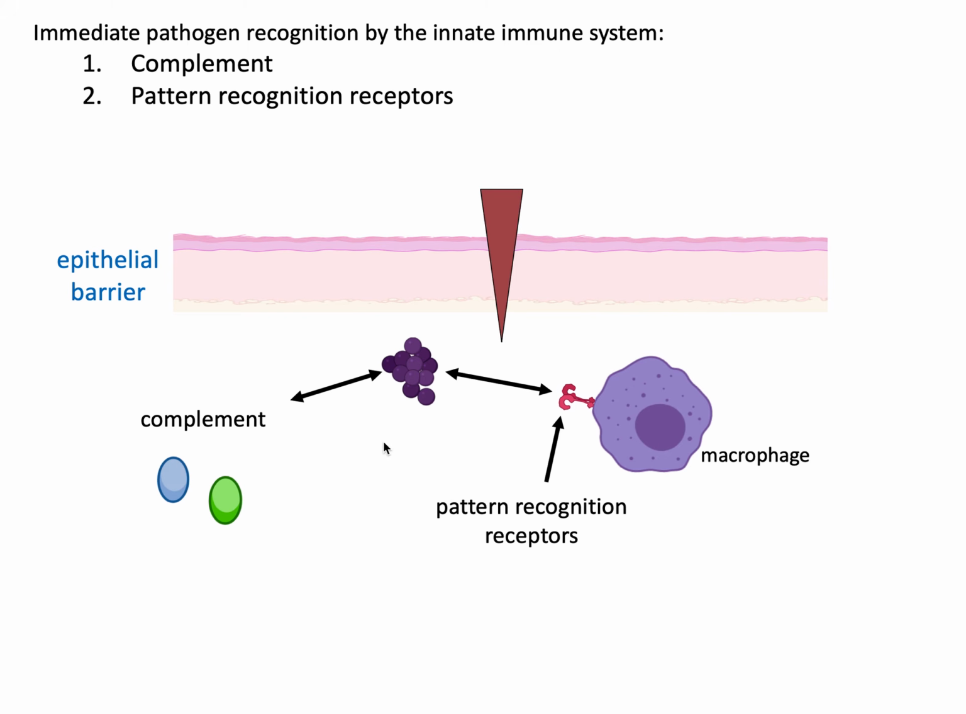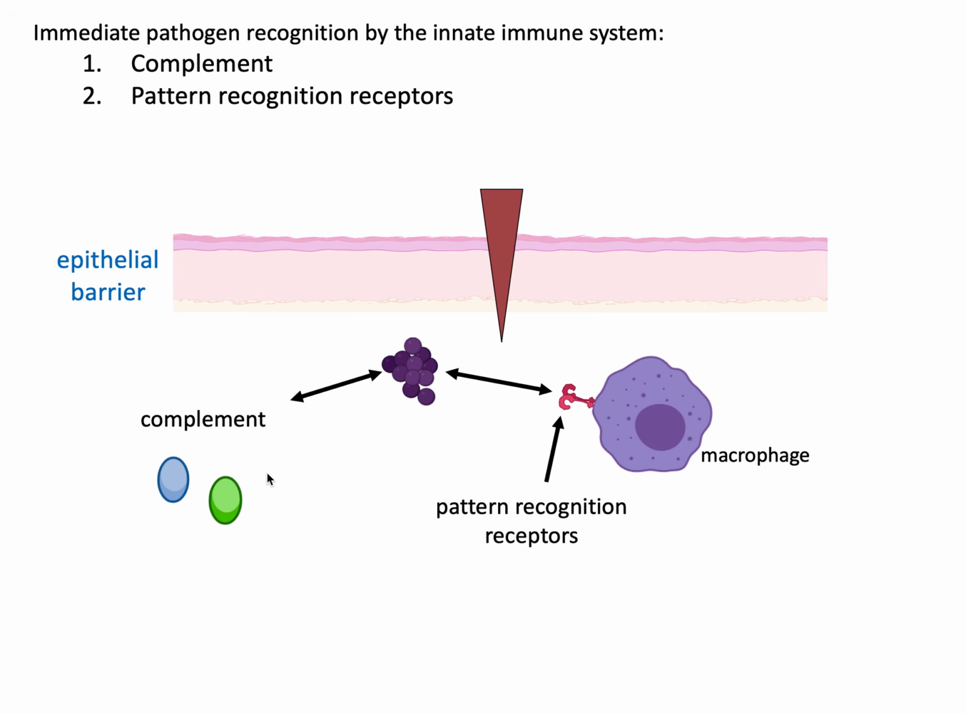And this is shown here, in which a pathogen has compromised some epithelial barrier, and this leads to the activation of macrophages via their pattern recognition receptors. But complement proteins are also present, and these can directly recognize this pathogen and become activated.